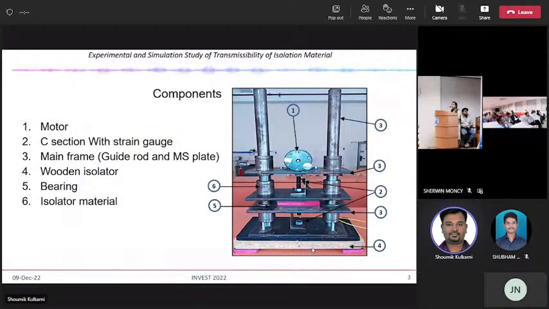It consists of a motor. Here we have used a DC motor so that we can vary the load on the isolation material. We have used two C channels made of mild steel, which are easily available in the market. In between these two C channels, we have put isolation material. Here we have tested two types of material, one rubber, another one coal.